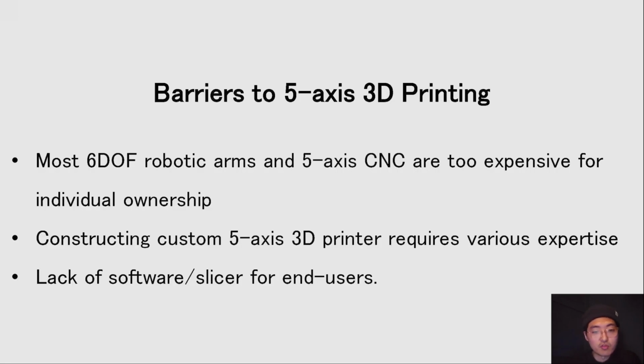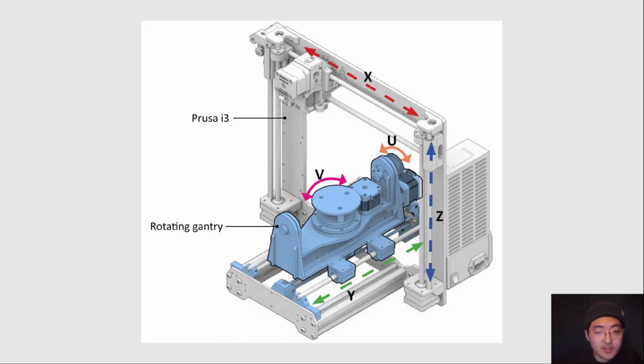To continue lowering the entry barrier of 5x 3D printing, we aim to address the following points that limit the accessibility of 5x 3D printing: the cost, complexity, and user-friendliness. Since desktop FDM 3D printers are common to designers and makers, instead of making a whole new machine, we decided to augment an existing open source desktop printer into a 5x machine by adding a 3D printed 2-axis rotating extruder.